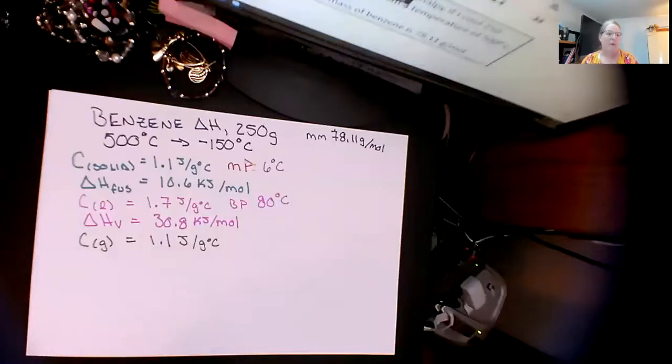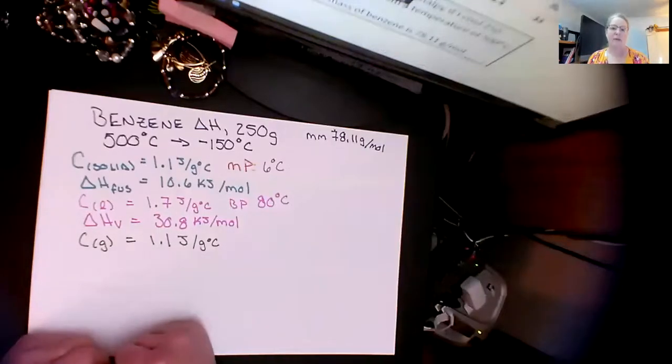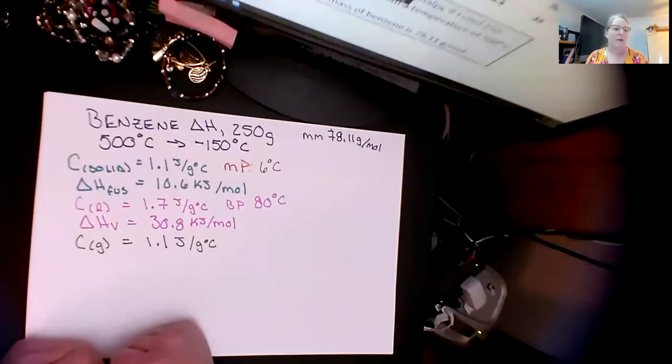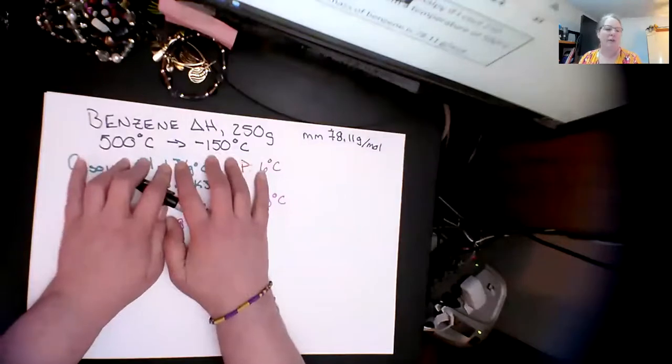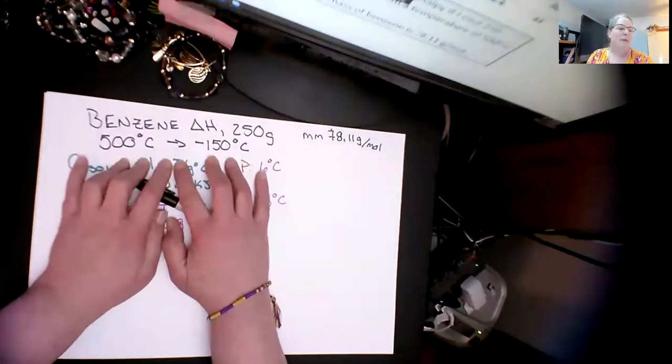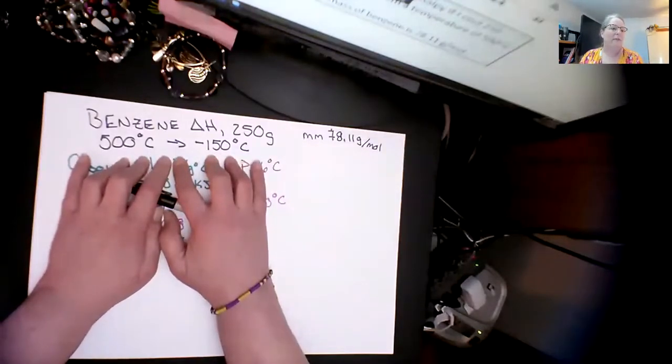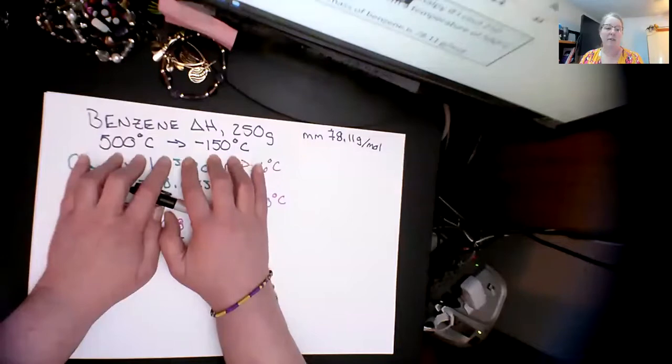Let's do some math with specific heat and taking something through phases. The first thing I want to do is look at what I've been given. I have a bunch of information written down here. We'll talk about where that came from. But the question that I have posed is, if I have benzene at 500 degrees C and want to take it to negative 150 degrees C, what is the change in enthalpy for that temperature change, if you will?